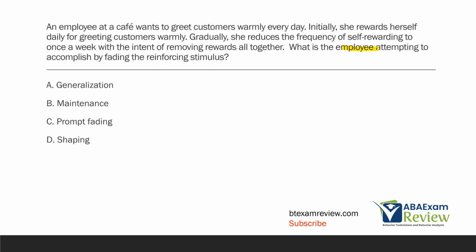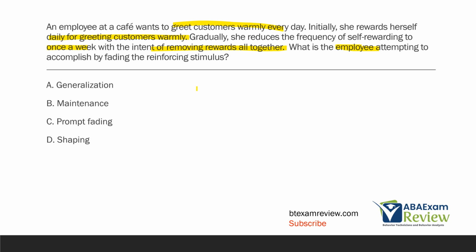Let's think about this. We're looking at the employee's behavior, and what are they doing? Well, they're greeting customers warmly. At the beginning, she gets a daily reward for the behavior. She then thins the schedule and only once a week. Now she wants to remove rewards altogether. But once she removes the rewards, she wants that behavior to continue, right? And when we teach a behavior and then stop teaching and fade out the reinforcement, what are we trying to get that behavior to do? We want it to maintain.